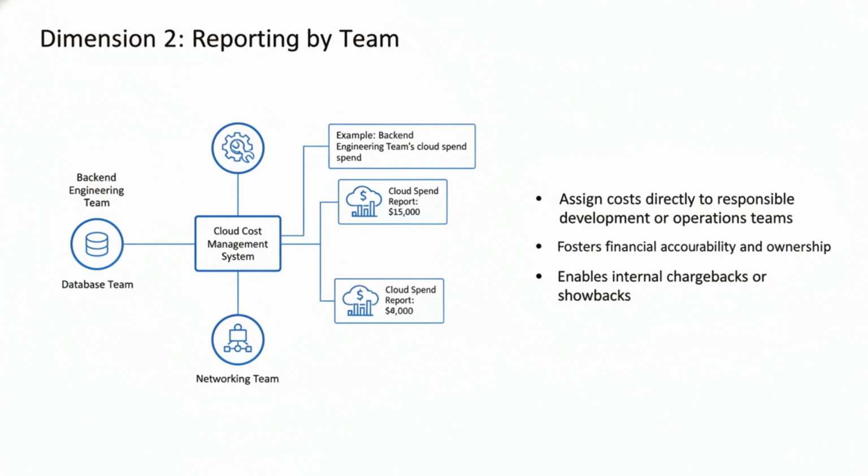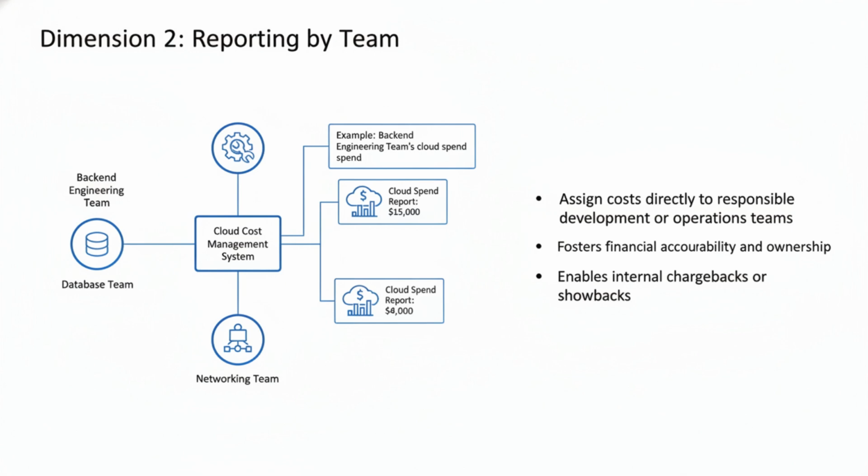Next, we consider the team dimension. Assigning costs to specific development or operations teams is crucial for fostering financial accountability. When a team can clearly see the direct financial impact of their infrastructure choices, it encourages more mindful resource provisioning and architectural decisions. This allows for internal chargebacks or showbacks, where teams are either billed or shown their cloud spend.